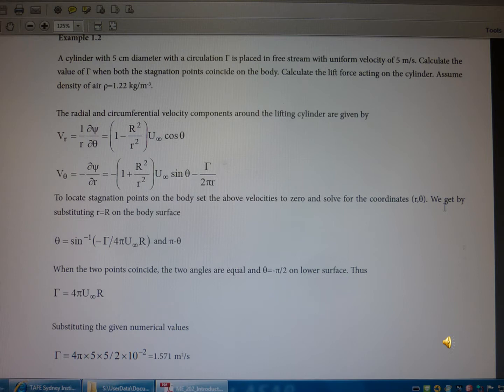To locate the stagnation point on the body, set the velocity to 0, and the coordinates are r and theta. By substituting r equal to R on the body surface, theta equals sine inverse of minus tau divided by 4 pi u infinity R, and pi minus theta. When the two points coincide, the two angles are equal and theta equals pi by 2 on the lower surface, so tau equals 4 pi u infinity R. Substituting the given numerical values, tau equals 4 pi multiplied by 5 multiplied by 5 by 2 multiplied by 10 power minus 2, so you get 1.571 meter square per second.